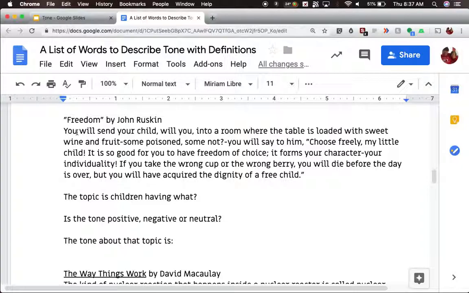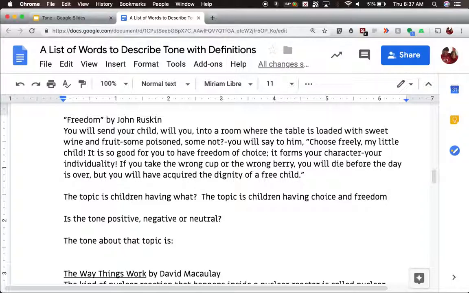So the first question here is, the topic is children having what? I think there is a little bit of, if we're going to say wine and fruit, that's not necessarily what the topic is about. I think it's about freedom, about individuality, maybe about choice. So I think that for this one, the topic is children having choice and freedom.